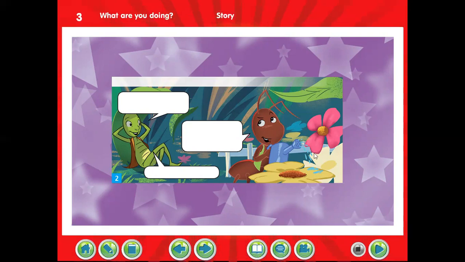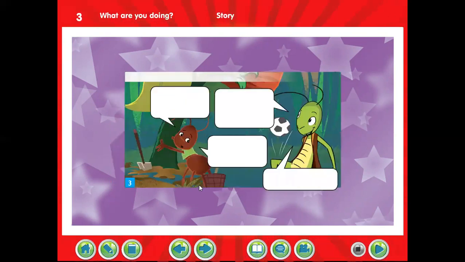They're watering the flowers. Good. Remember, it is watering the flowers. The other option: the ant is watering the flowers. Okay, thank you. Jacob, for you, number three. Look at picture number three, Jacob. What is the grasshopper doing?